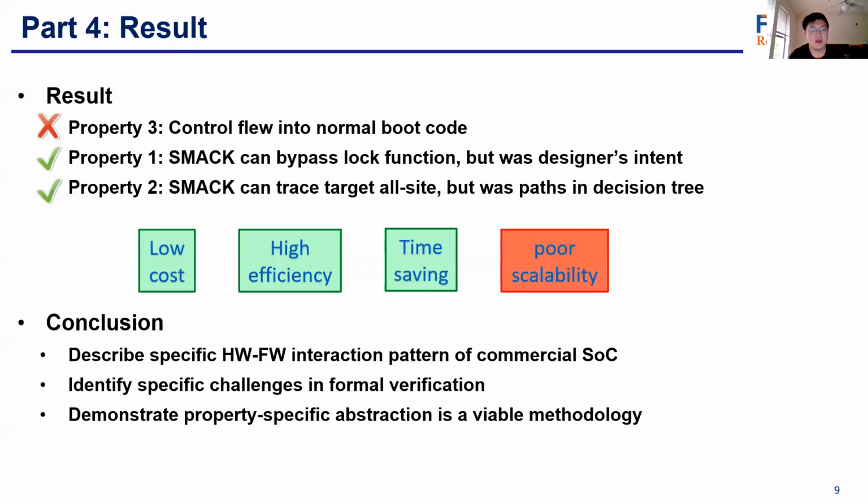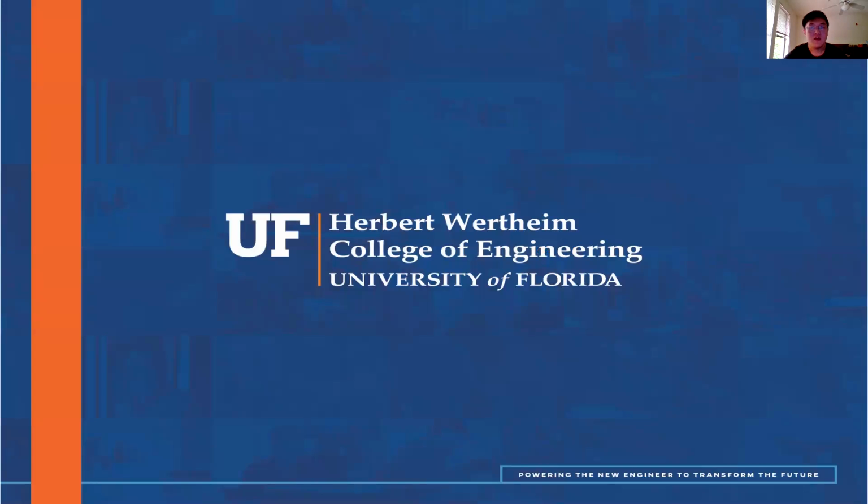In conclusion, in this paper, we describe specific hardware-firmware interaction patterns of commercial system on chips, identify specific challenges in firmware verification, and demonstrate that property-specific abstraction is a viable methodology. We believe that firmware verification has strong potential in verifying interesting security properties for hardware-firmware interaction in commercial system on chips. Thanks for listening.